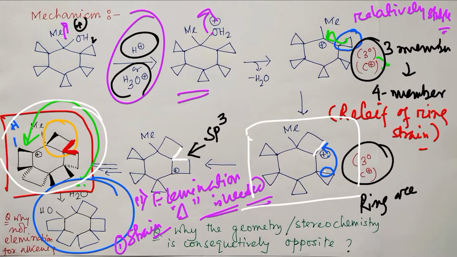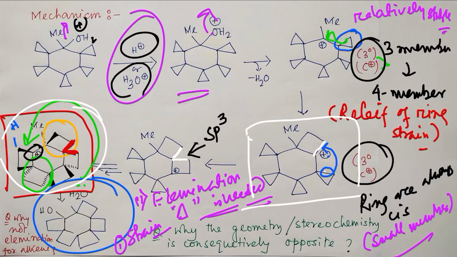rings are always cis. There are some exceptions for macrocyclic rings, say a trans double bond is possible, but generally for small member rings it is always cis. Okay, for small member rings. So what is the advantage? This cannot come to the same direction, so it should alternate between cis and trans. Okay, I guess you have understood this, and finally the reaction will end up here and the alcohol will add.